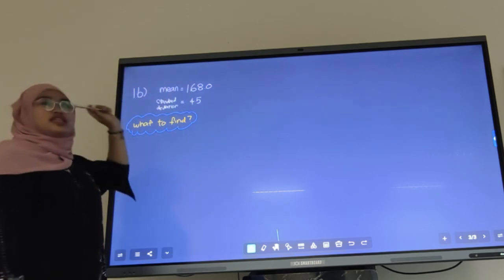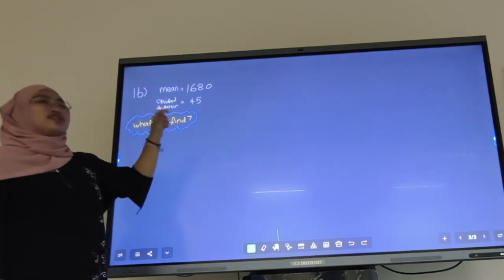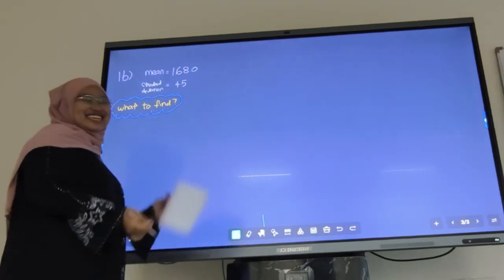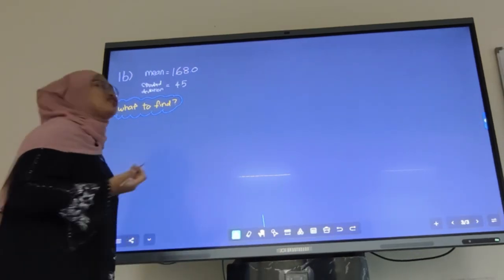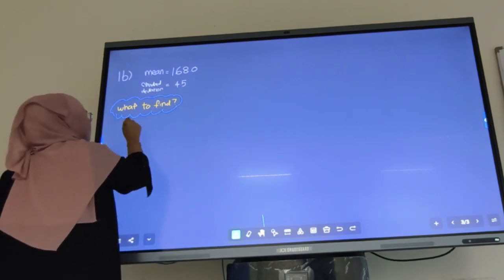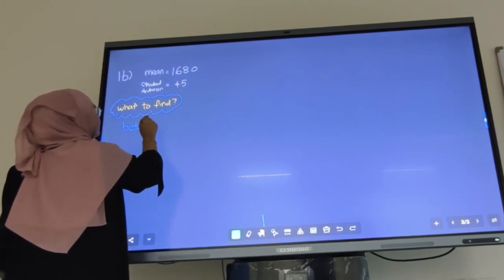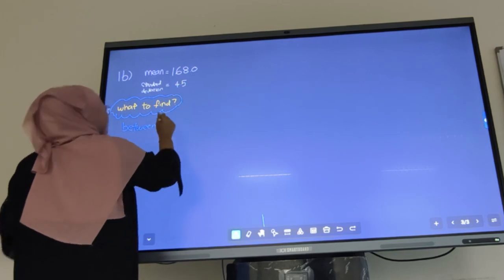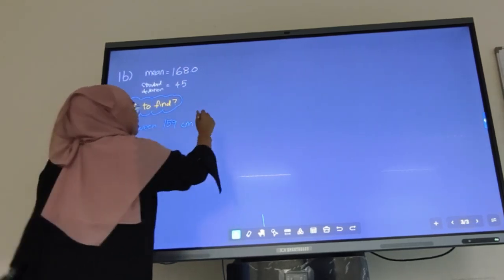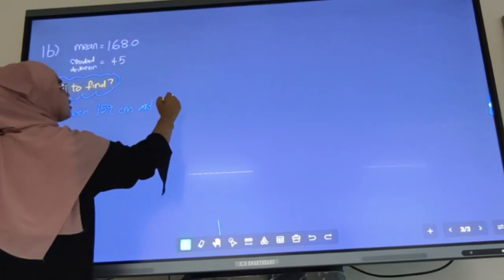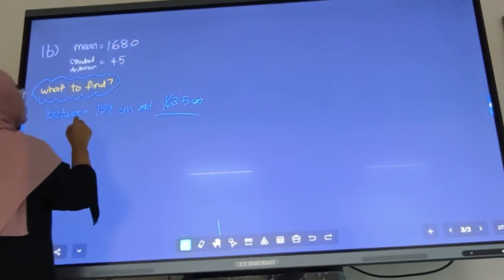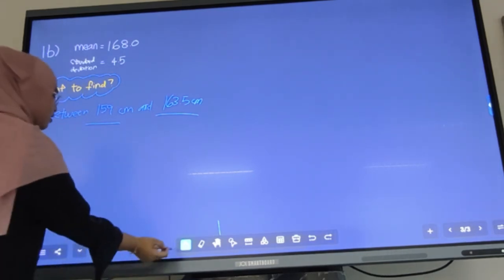cm and the standard deviation given is 4.5 cm. So now, how are we going to find it? First we need to find the probability between 159 cm and 163.5 cm. So this is what we need to find.